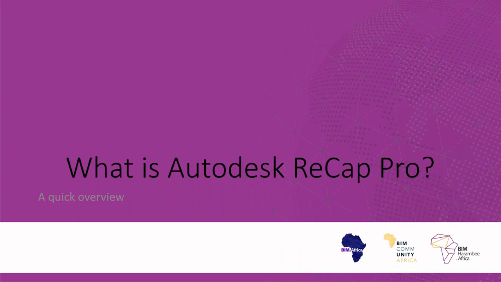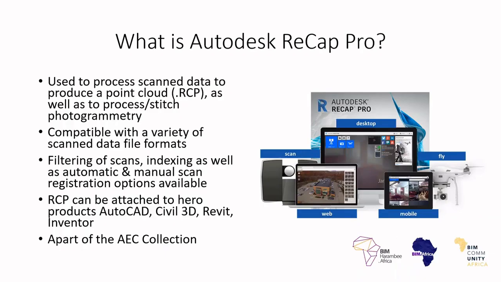So now that you know more or less what Scan to BIM entails, what is Autodesk ReCap Pro? I'll give you a quick overview. It's used to process point cloud data, the product being a .rcp file. This RCP file can be imported into many different software in the Autodesk environment, it can be imported into AutoCAD, Civil 3D, InfraWorks, Revit, Inventor, and you could do your design from there. It's used to index, register, and this can be done either automatic or manual to verify the data and get it accurate. And it's of course compatible with a variety of scan data file formats, as you will see just now.